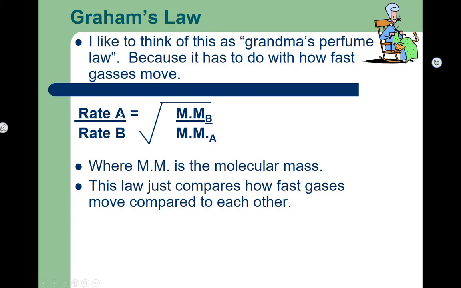So this is rate or velocity A, velocity B, or rate A, rate B, is equal to the square root of the molar mass of B, divided by the molar mass of A. Notice they trade places. This law just compares how fast things move. And we're going to do this law and Boyle's law next time.